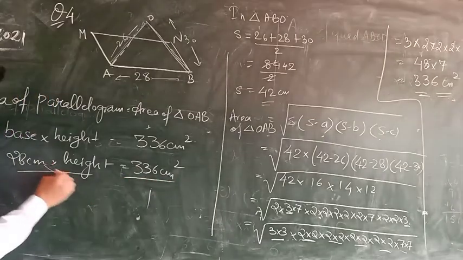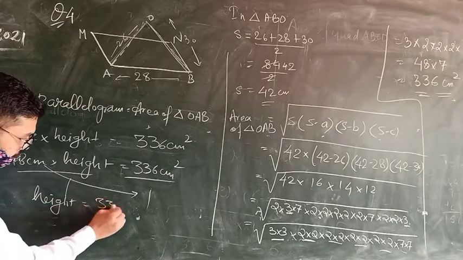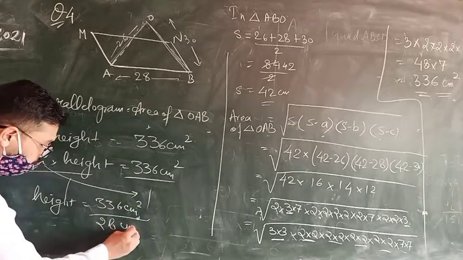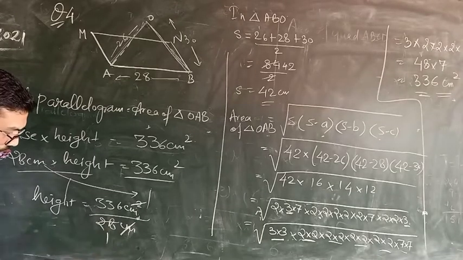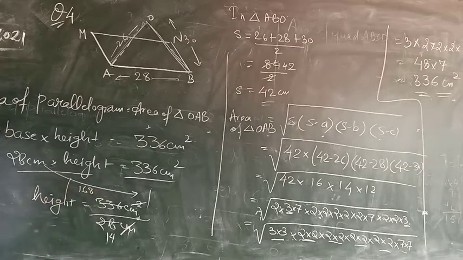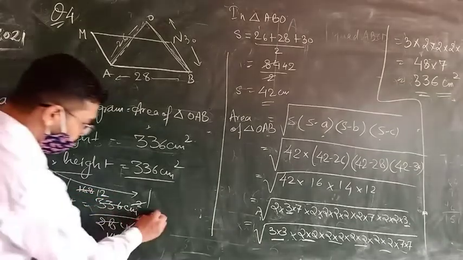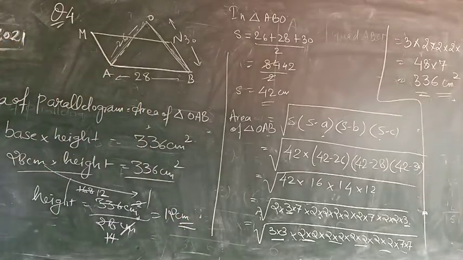Cross multiply these values and you will get the height of the parallelogram, that is 336 centimeter square divided by 28 centimeters. So the centimeters cancel out. Now 28 divided by 28 gives 1, and 336 divided by 28 gives 12. So 12 centimeters is the height of this parallelogram. Any doubt? Any doubt to any student? Okay, then please note it down fast.